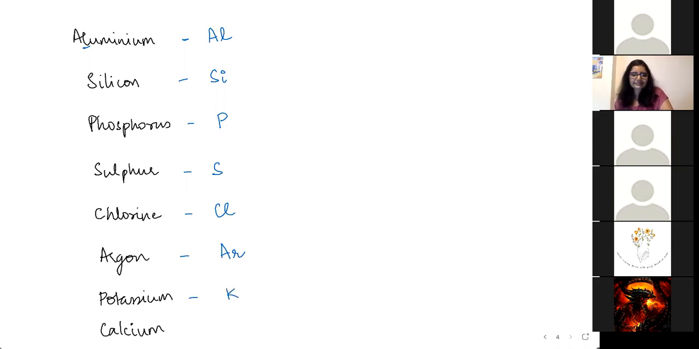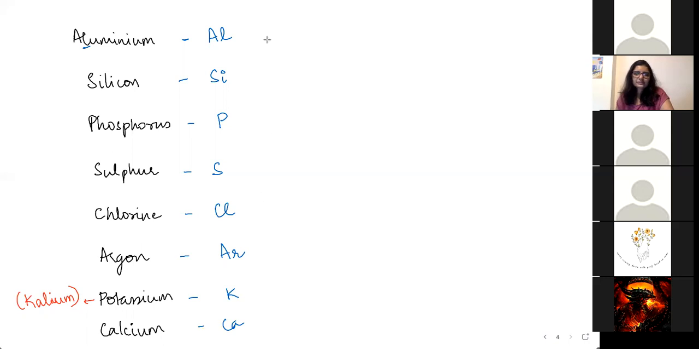K is correct. इसका Latin name क्या है potassium का? Why is it K? It starts from K. The Latin name is kalium. So K for kalium, इसलिए symbol is K. And Ca. Calcium is Ca.